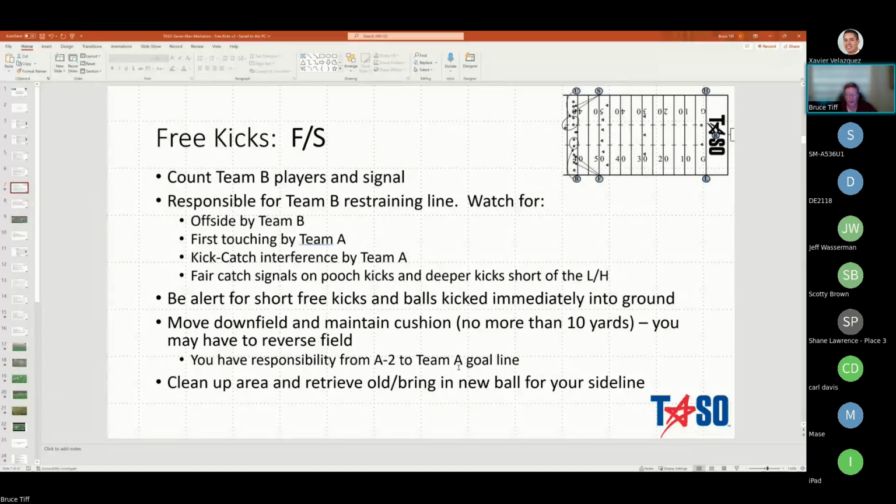And you'll hear later that the head linesman and the line judge actually have forward progress all the way from the goal line they're on, all the way to the other end of the field to the team A 2, and then they'll hand it off to you. After the kick, you want to help clean up the area and retrieve the old ball, bring in a new ball from your sideline, I would say, when it's safe to do so. Your priority really is making sure that no chippiness is going on and the players are actually separating.